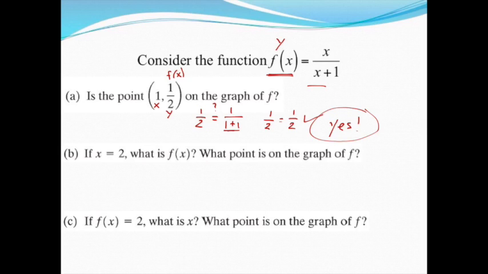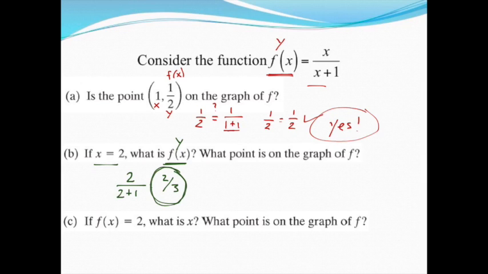Part B tells us that x is equal to 2 and asks us to find f of x, or the y value. So let's go ahead and plug in what we know for x and see what our answer comes out to be. So x is 2, so I'm going to plug in 2 for all the x's. So 2 over 2 plus 1 gets us 2/3, of course. So my f of x, or my y value, is 2/3. Well, that's the answer to their first question.